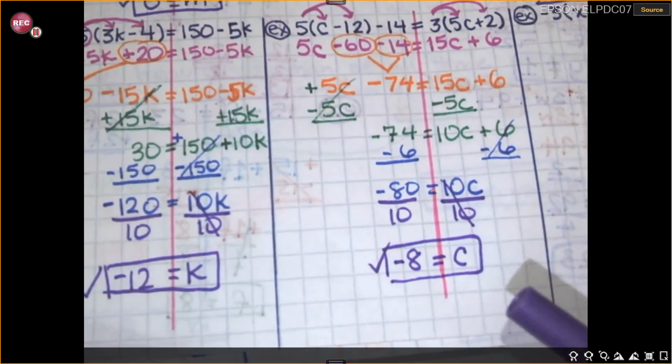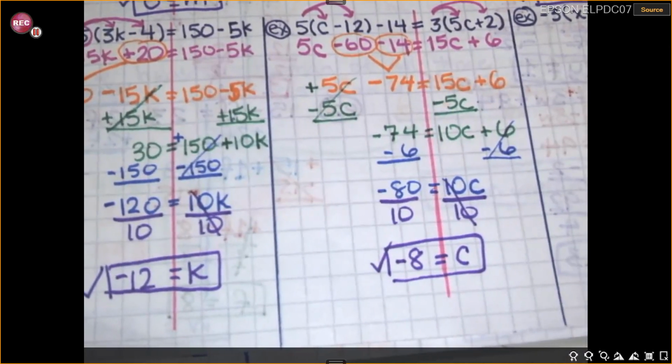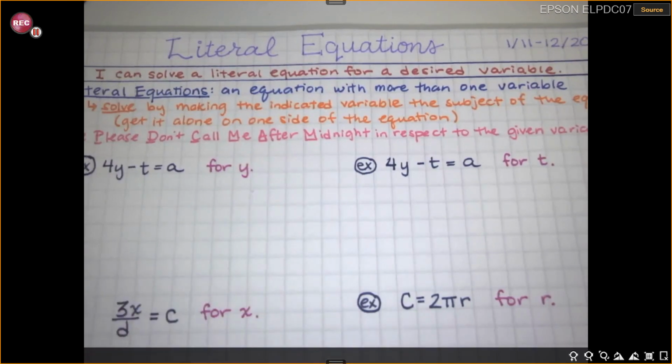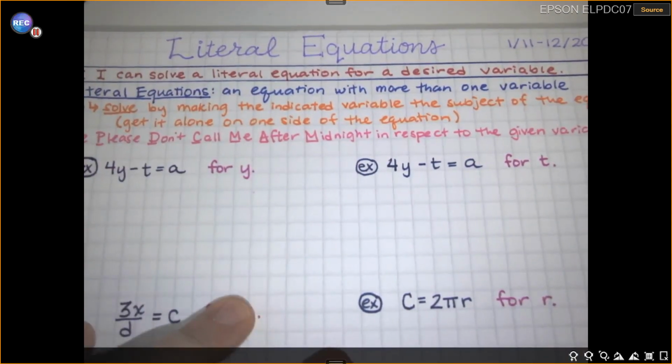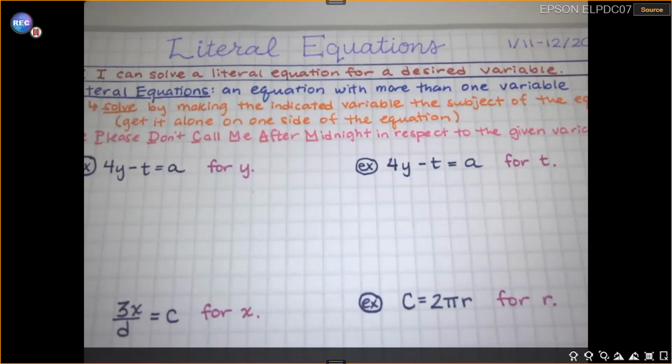Okay, so you will do the next one on your own and then move on to literal equations. Okay guys, at the beginning I said that we were going to do a page on literal equations, and I had planned on it, but I have just decided we're not doing it today. So you actually only have the one page of notes, and that is it.